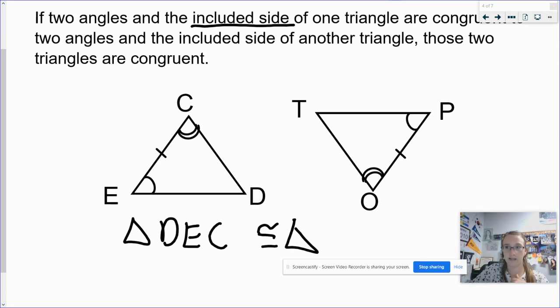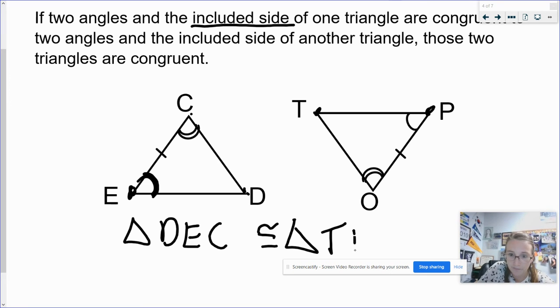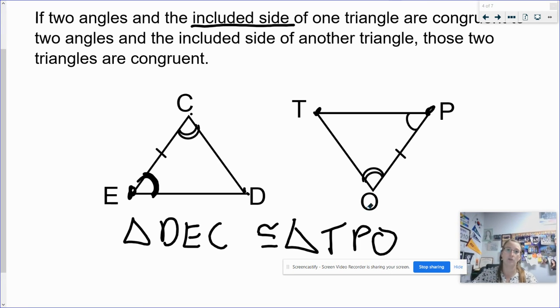Look at the angle markings. They need to go in the same order for the other triangle. I went DEC. Look at the markings. What does the order need to be for the second triangle? Okay, so D has no markings, that's T. E has one marking, that's P. And then O has to go last. We need to get that accurate. It's very important we have that accurate, otherwise you're going to be missing lots of questions.